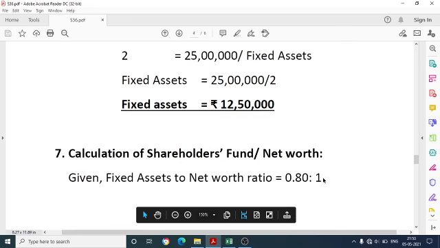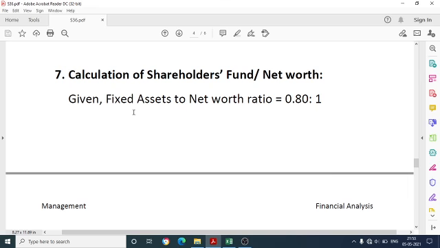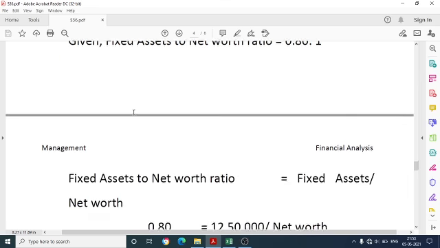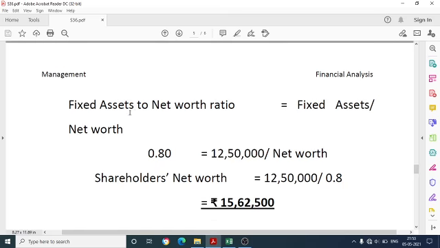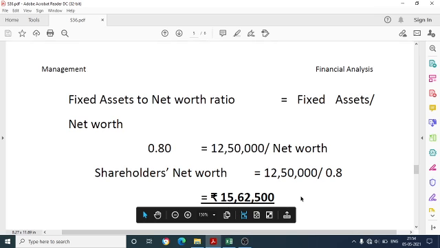And last two, calculation of the shareholders fund or net worth. The ratio of fixed assets to net worth is 0.8. Now you have to utilize fixed assets here. Fixed asset upon net worth, the ratio is 0.8. Fixed asset we just calculated, 12,50,000, divided by net worth. So net worth is 12,50,000 upon 0.8. So that will give you 15,62,500.